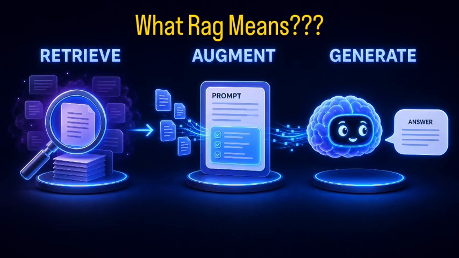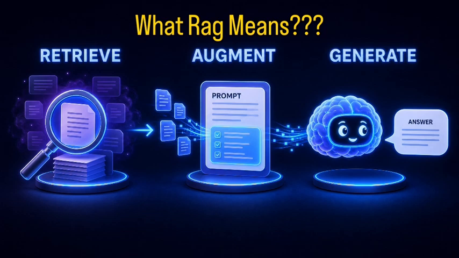Now let's understand what RAG means. RAG stands for Retrieval-Augmented Generation. The name sounds complicated, right? But the idea is very simple. First, the system retrieves useful information. Next, it adds that information to the user's question. Finally, a large language model generates an answer using the question and the retrieved context. So the basic flow is retrieve, then augment, then generate.